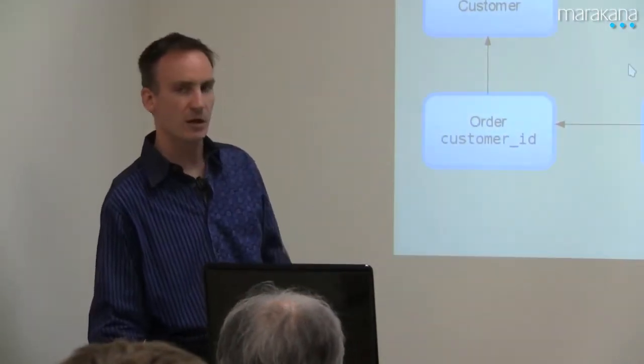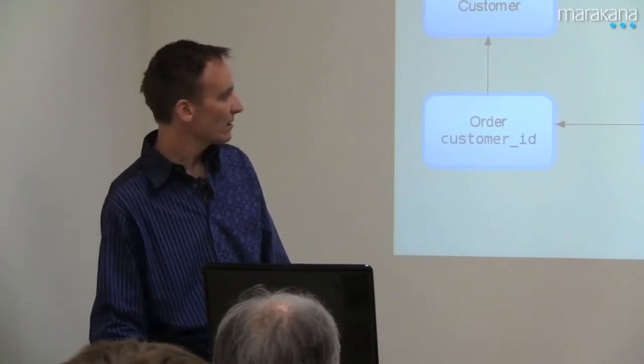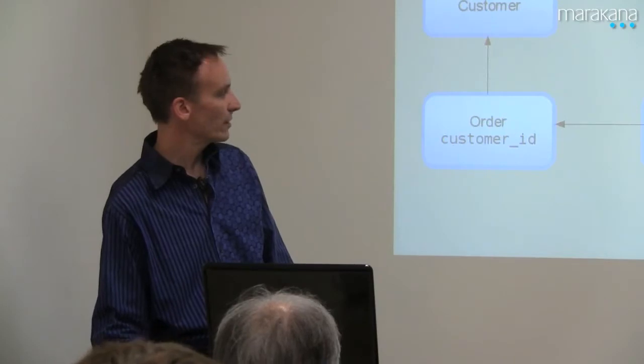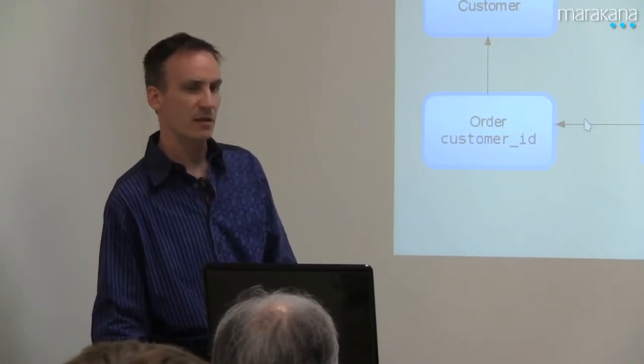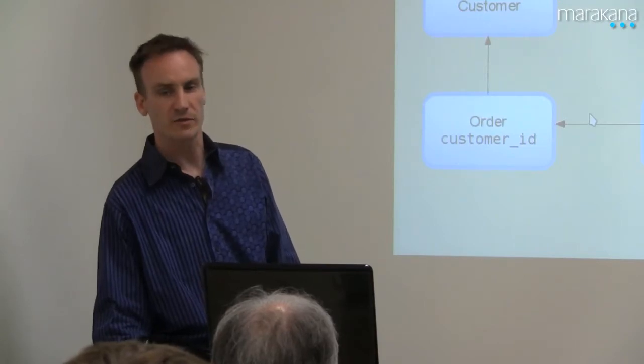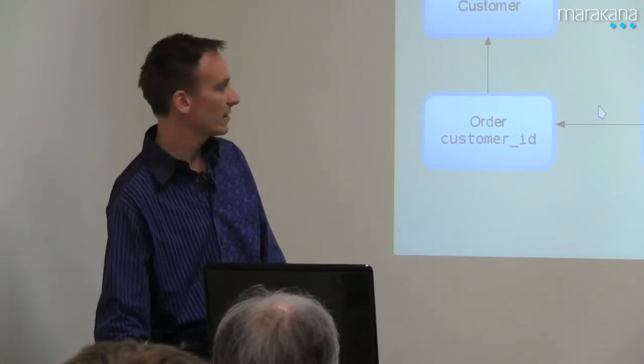So the question, how can an order have many line items? Generally, you need some sort of join table in the middle, one that joins the order with the item. So each order can have multiple items, and each item can show up on multiple orders. That is the basic idea.